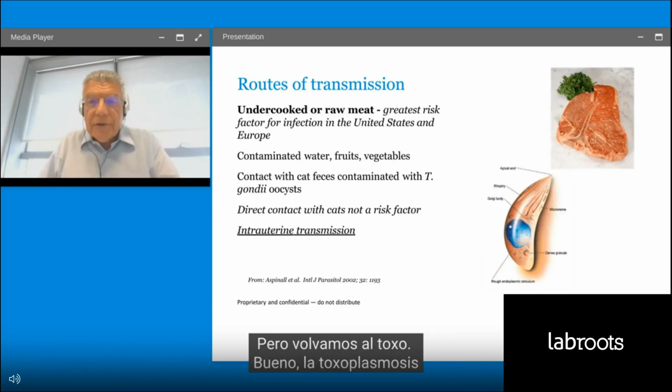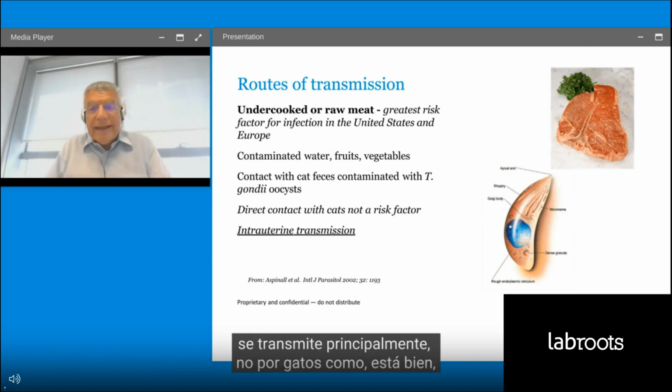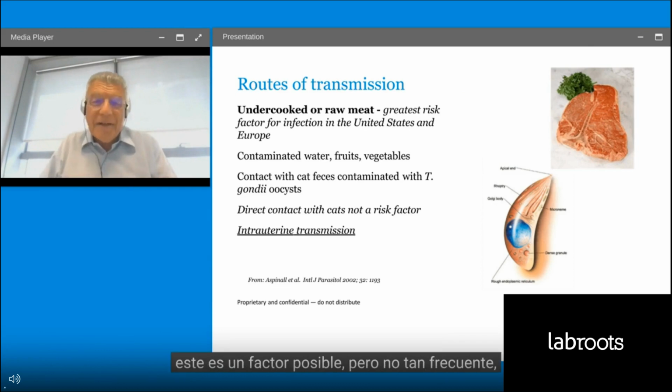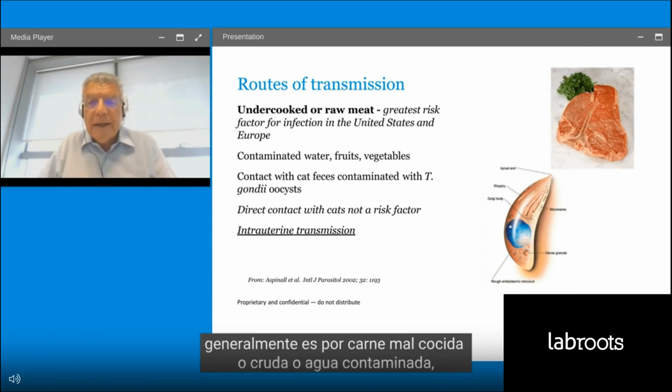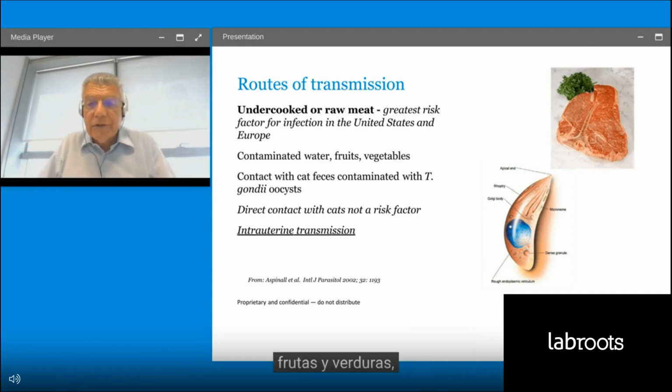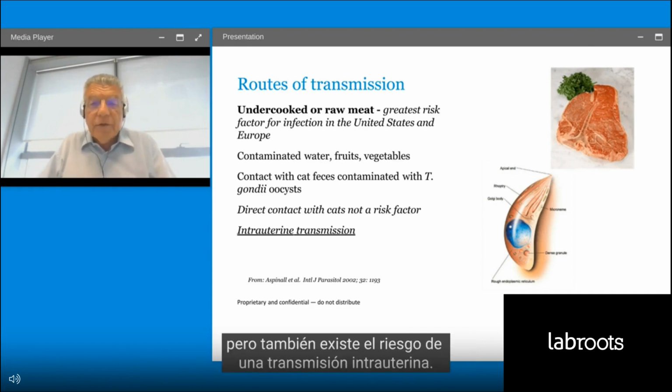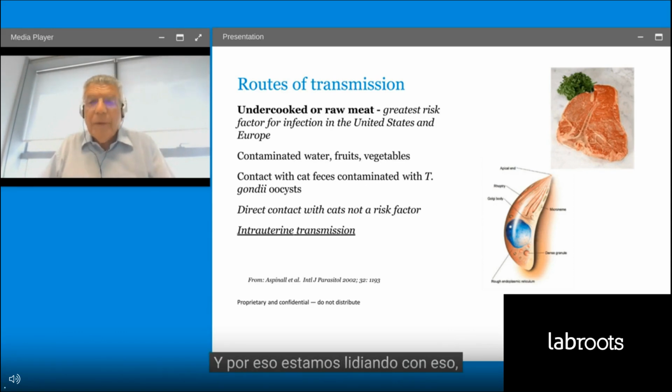But let's go back to toxo. Well, toxoplasmosis is mainly transmitted not by cats, as, okay, this is a possible factor, but not so frequent, usually by undercooked or raw meat or contaminated water, fruits, and vegetables. But there is also the risk for intrauterine transmission, and this is why we are dealing with that in the section devoted to congenital infections.